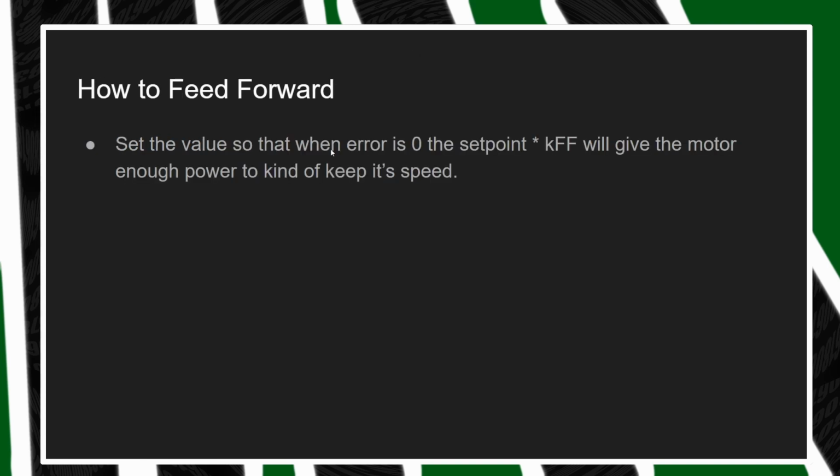So yeah, how to feed forward: set the value so that when error is 0, the set point times the constant KFF, the feed forward constant, gives the motor enough power to keep its speed. So it's useful on things like the flywheel. There are also times when we give the drivetrain a velocity PID, and so that has a feed forward.